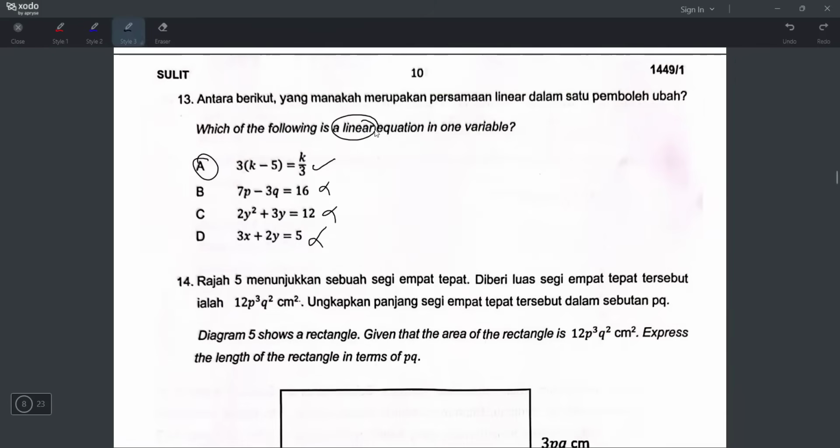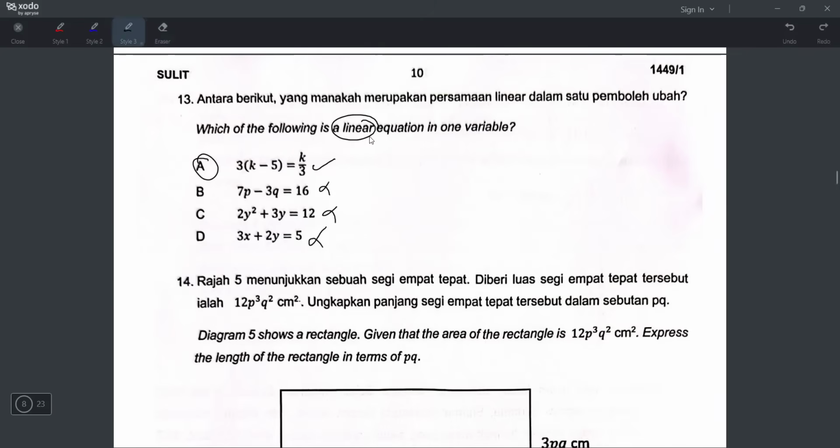Linear equation means the highest power has to be 1. Okay, if the highest power is 1, we call it linear. What if the highest power is 2? Then we call it quadratic. What if the highest power is 3? We call it cubic. And what if the x, or the unknown, is below in the fraction? That one we call it reciprocal. Sometimes your variable is below at the denominator. That one we call it reciprocal.